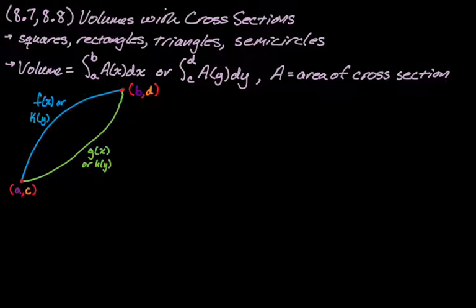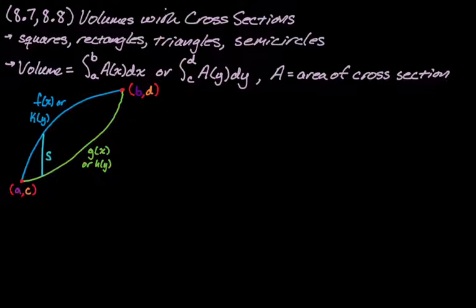All right, so I have the point a, c is the bottom point, b, d is the top point. The left function I'm calling f of x or k of y, because you could write that as a function of x or y. The right or bottom function I'm calling g of x or h of y, because again, you could do that either way. Now we need to know if our cross section is perpendicular to the x-axis, which is the most normal thing, or to the y-axis. Let's deal with the x-axis first.